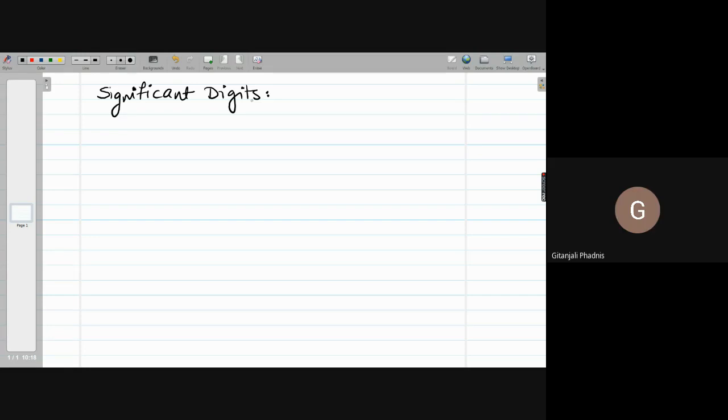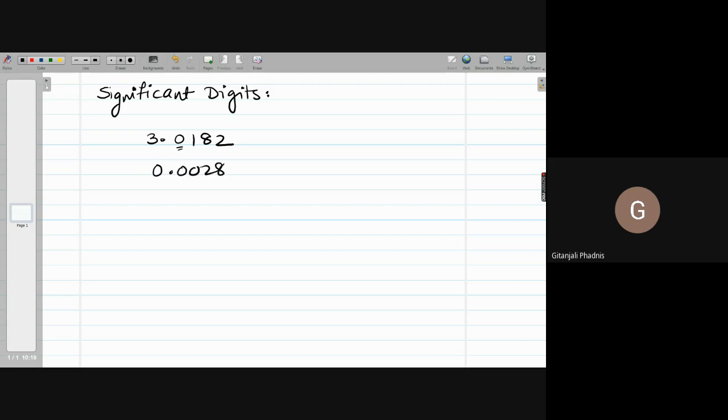See, whenever we express a number, say 3.0182, then all these digits, the digits which are used to express the number, are called significant digits or significant figures. But now when I use this 3.0, whether this 0 is significant or not, for that we need to check the rule.